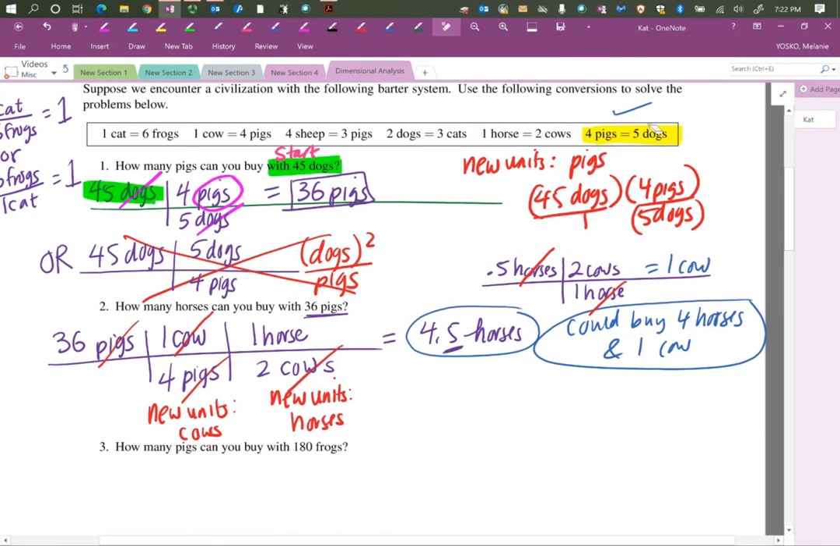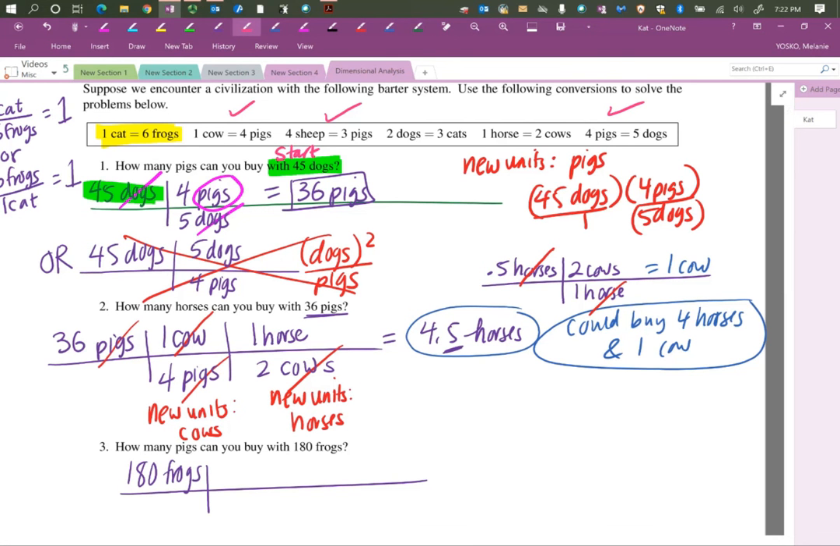So I'm going to erase some of this so I can start over. How many pigs can you buy with 180 frogs? We're going to start off with the number that's given to us, 180 frogs. And so we look up here, where do we see frogs? Okay, there's only 1 piece that has frogs in it, right? And we want pigs. So I'm going to put little check marks above the things that have pigs. This has pigs, this has pigs, and this has pigs. So I need to go from frogs to pigs.